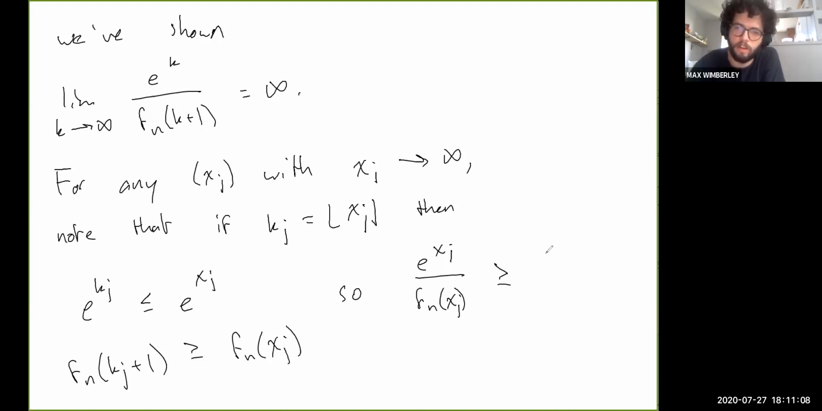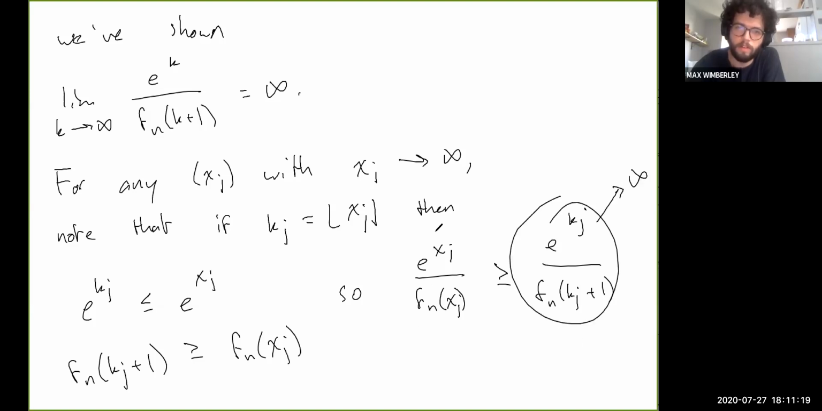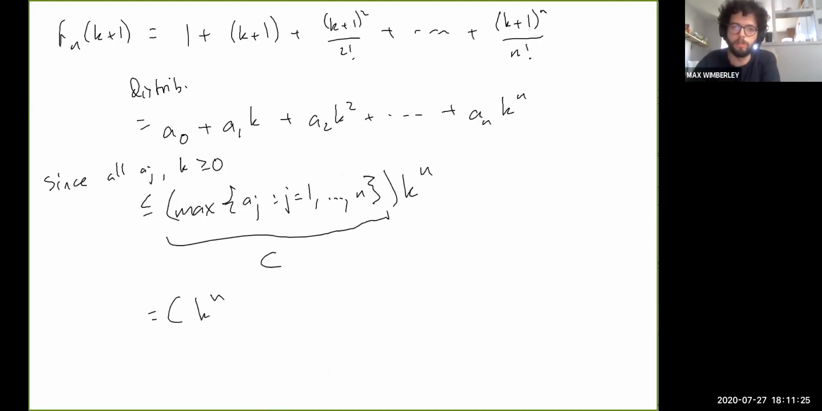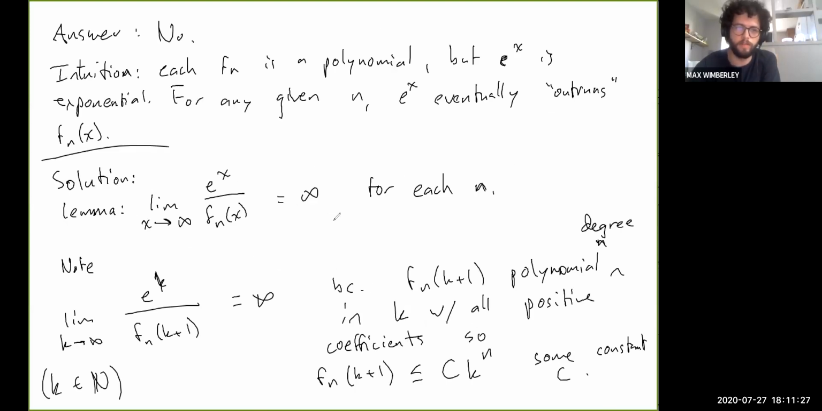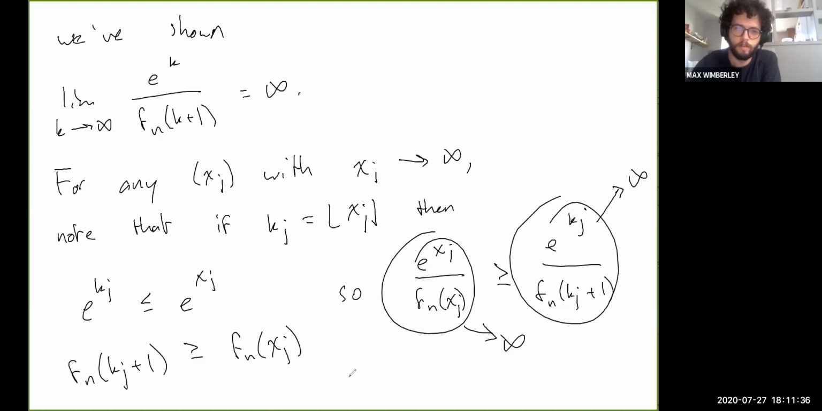Oh, no, this is right. Yeah. e to the kj over fn of kj plus 1. Right, and then this goes to infinity, so this also goes to infinity. That's the point, right? So remember, the whole thing I was trying to show was just this fact. Let's call this the lemma. So this proves the lemma.